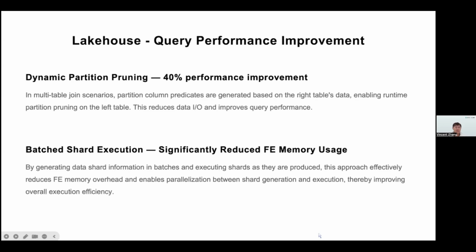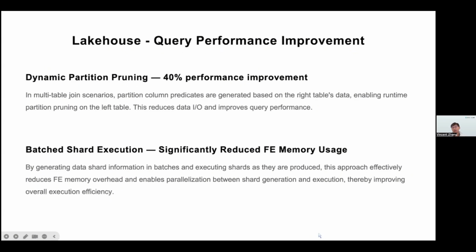After covering the functional improvements, let me now introduce the performance enhancements for data lake queries. In Doris 3.1, two key features have been introduced to significantly improve data lake query performance. The first one is dynamic partition pruning, and the second one is batch shard execution. In data lake queries, opening files is an expensive operation. Therefore, partition pruning can greatly enhance query performance.